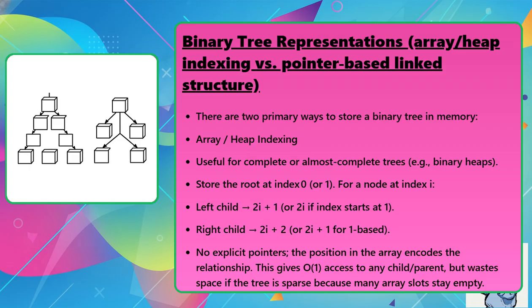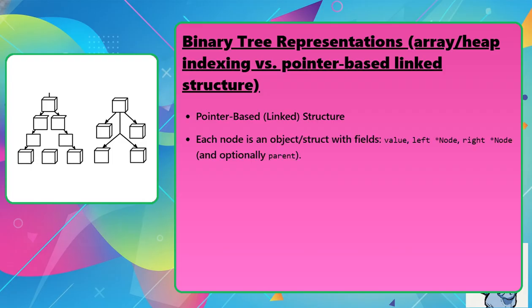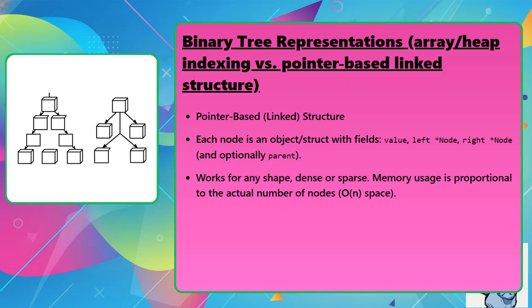This gives O(1) access to any child or parent, but wastes space if the tree is sparse because many array slots stay empty. Pointer-based linked structure: each node is an object or struct with fields: value, left node pointer, right node pointer, and optionally parent. Works for any shape, dense or sparse.